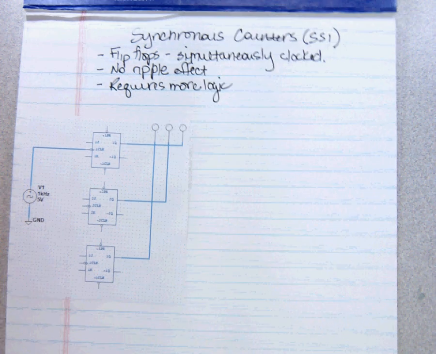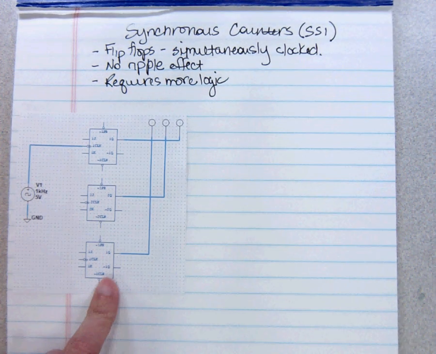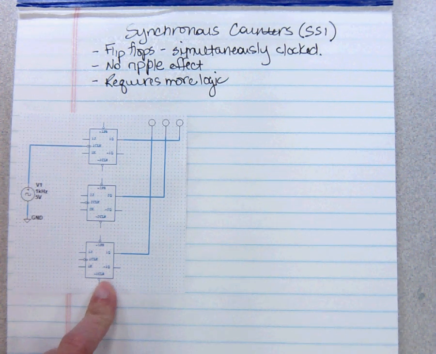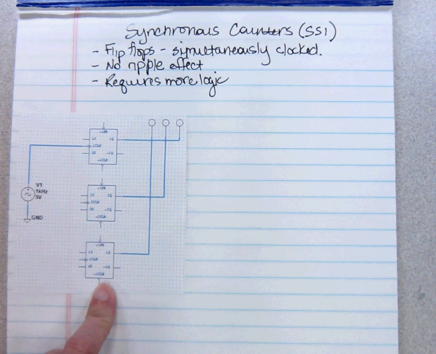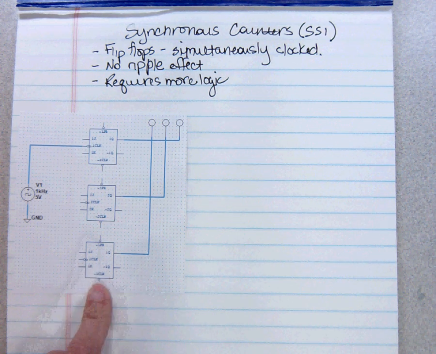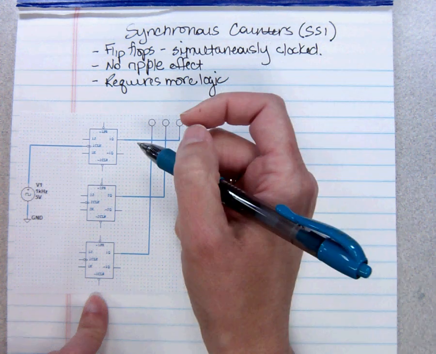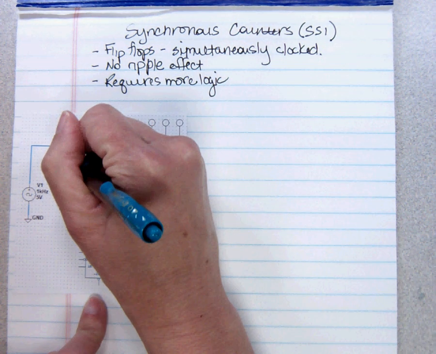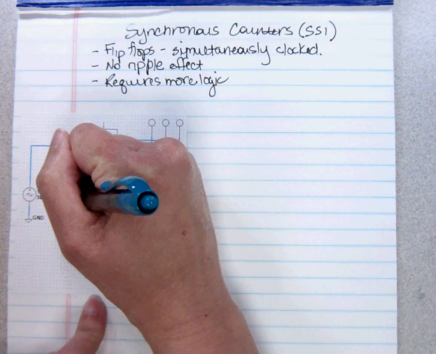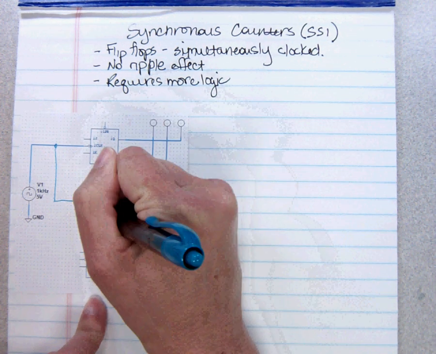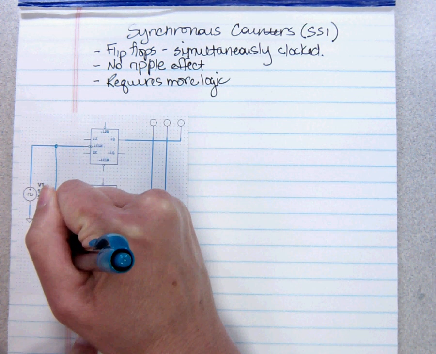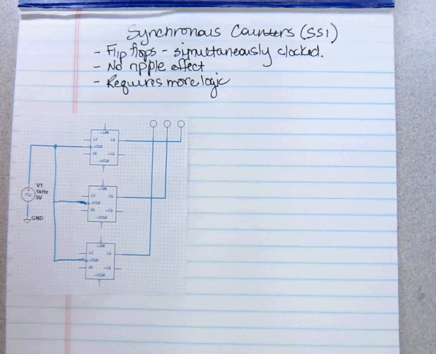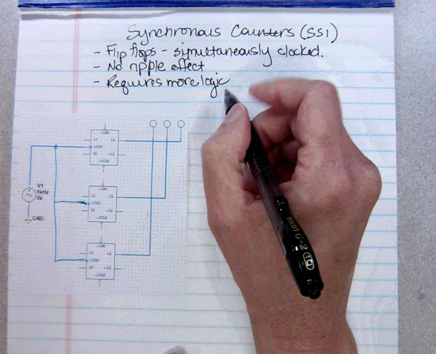Okay, so you should have a copy of this insert to put in your notebook. We're going to create a 3-bit up counter with these flip-flops that are simultaneously clocked. So that's what it means to be a synchronous counter. What that means is that our clock is actually connected to each one of the clocks for each one of the flip-flops. Okay, so let's go back and remember what it means to count up.